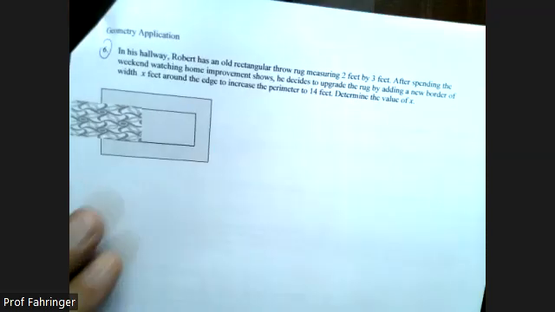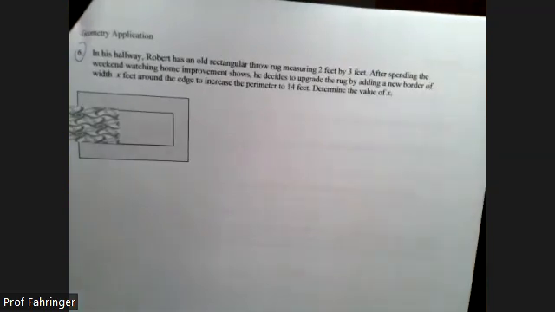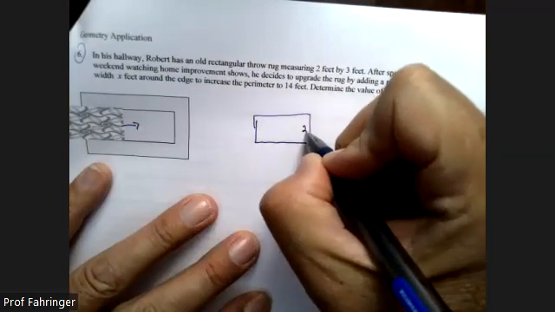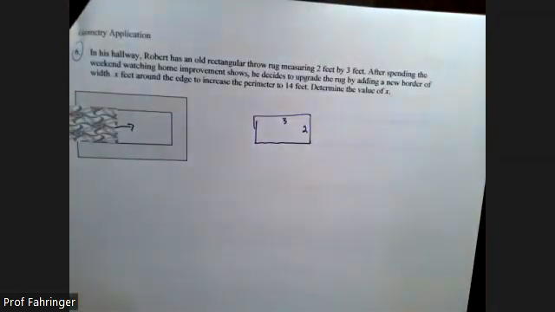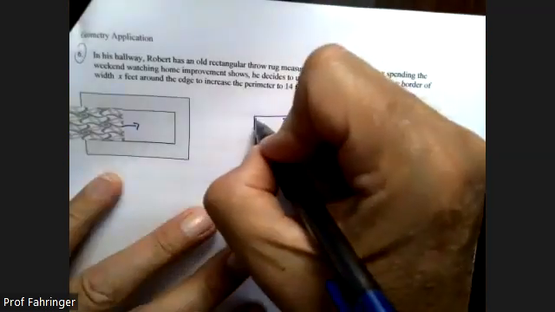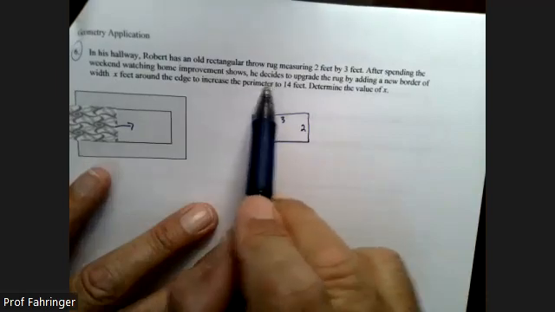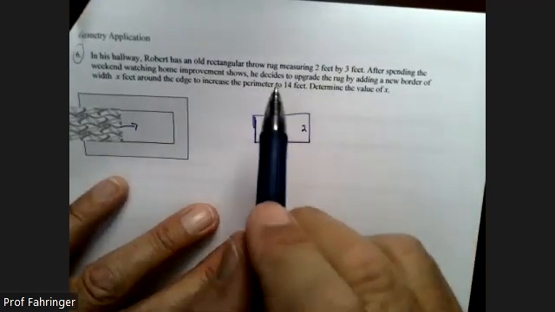We're going to skip number 5 on here and jump over to number 6. In this hallway, Robert has an old rectangular throw rug, and the rug measures 2 by 3 feet. So this rug should be in there. And here's 2 by 3 feet is the rug. That's a rectangle. I know stuff about a rectangle.